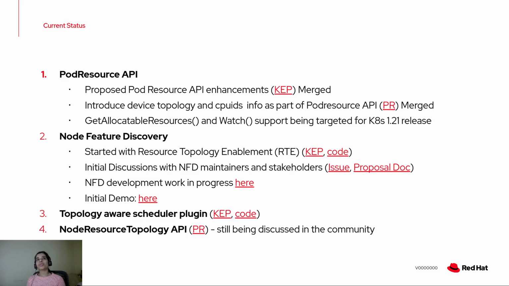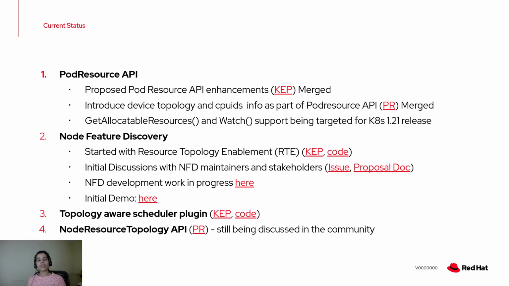Earlier, it just used to look into or account for devices, and now we have proposed device topology information as well as CPU ID information as part of the Pod Resource API. So that change was merged. In addition to that, we have get allocatable resource and watch endpoint, which we are targeting for Kubernetes 1.21 release.